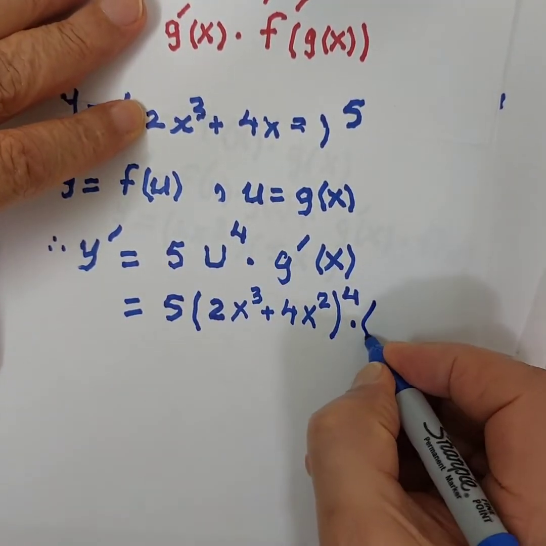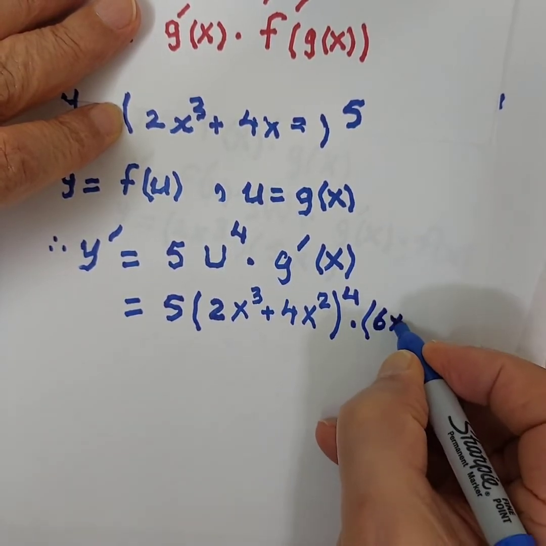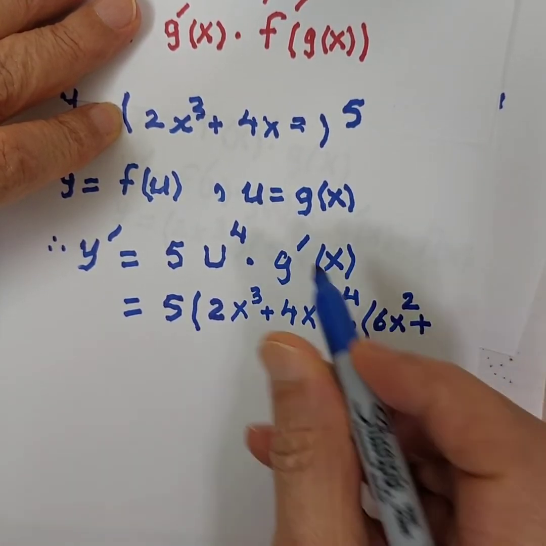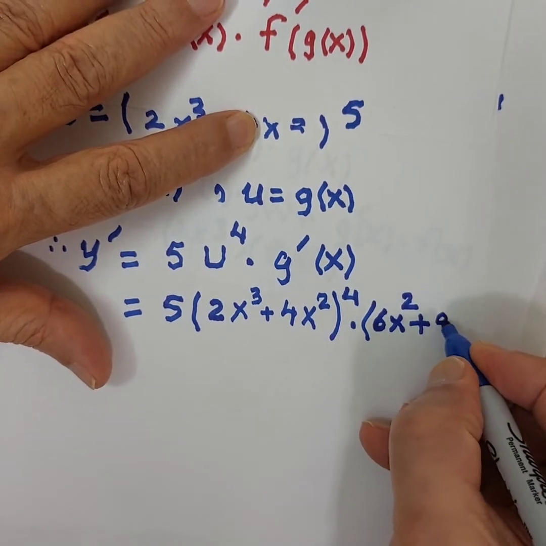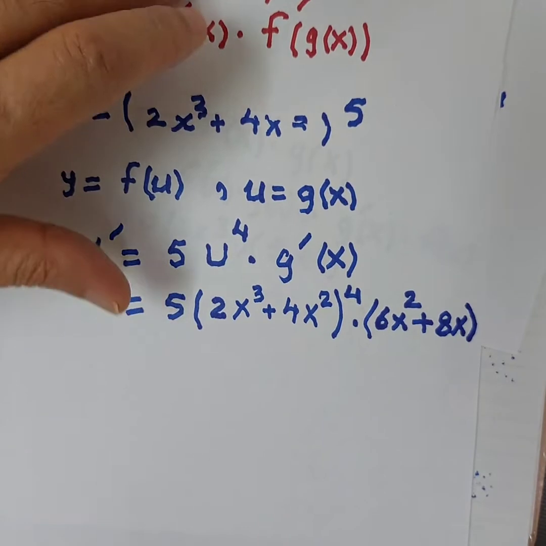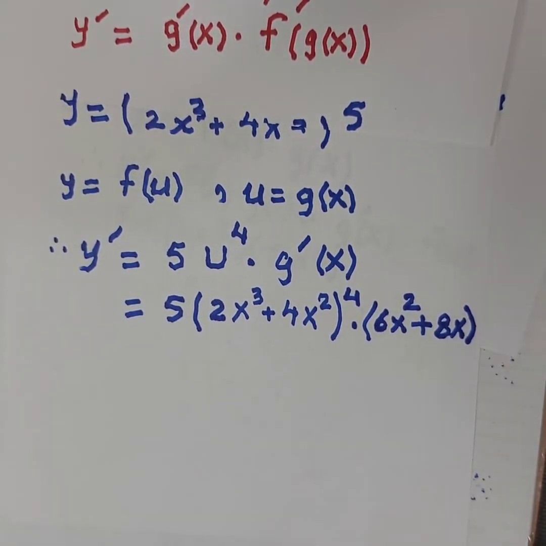It's 2 times the 3x squared, that means 6x squared, plus 4 times 2x, that means 8x. And that's it. And also we can do simplifying if there is any.